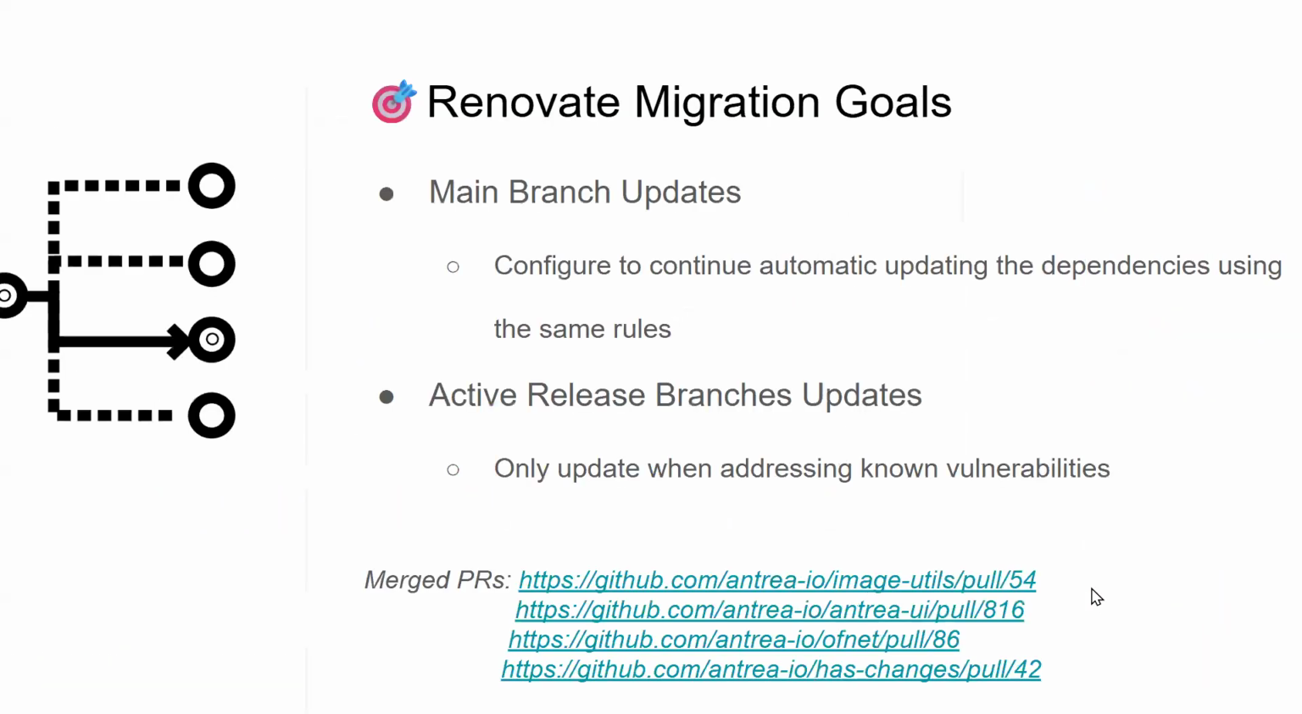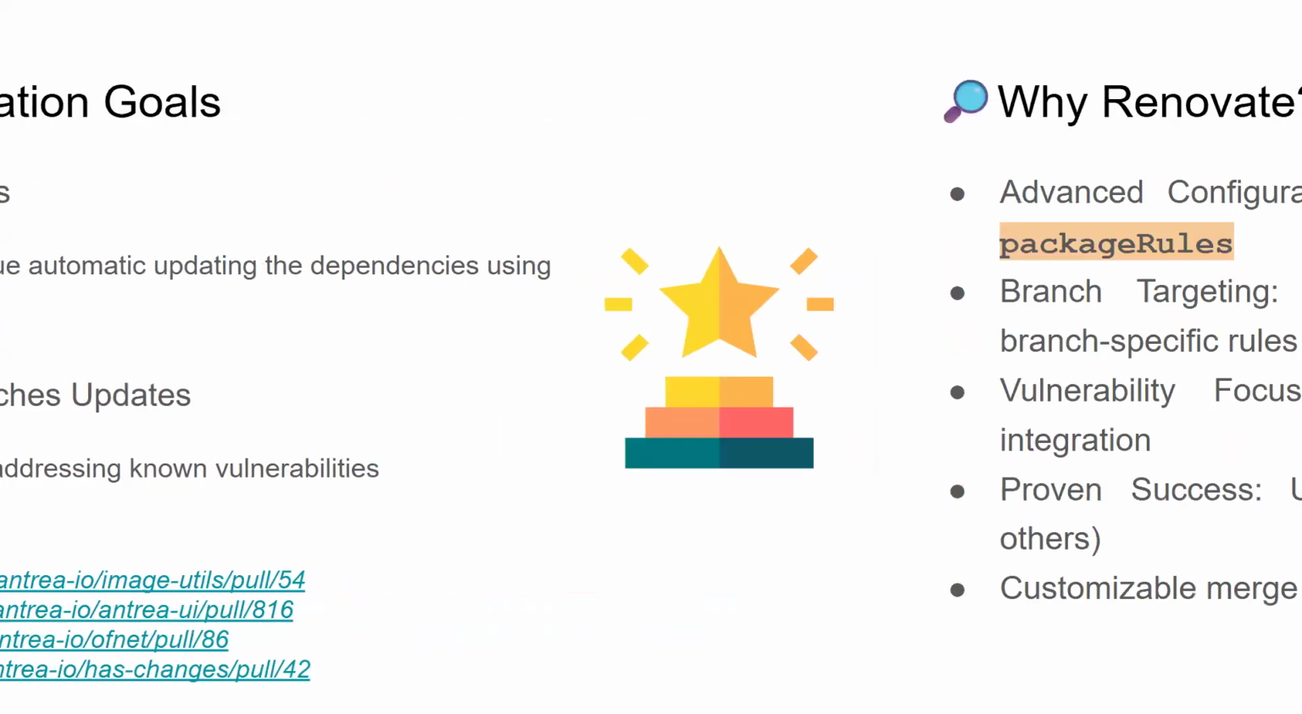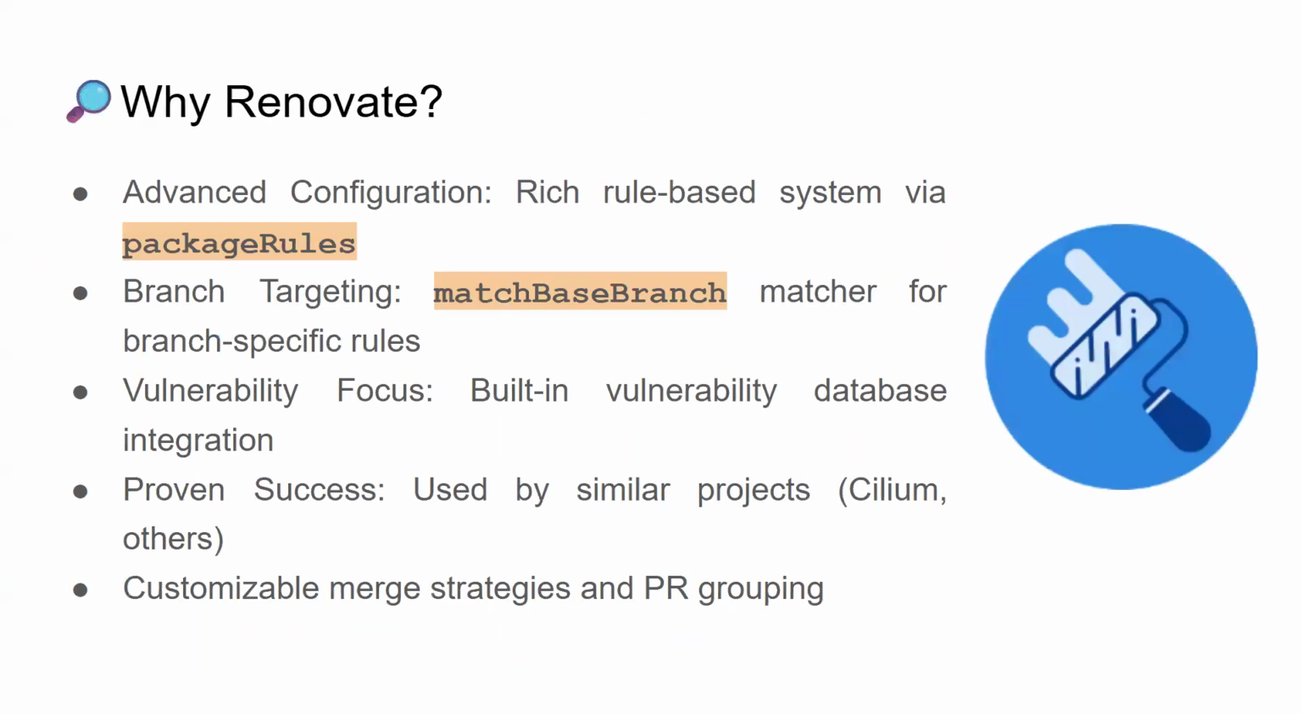So for my task, my main goals were to configure Renovate to update the main branch using the existing rules used by the Dependabot configuration, and for the active release branches, it had to handle the security updates for all of these branches. So the first question that will come to mind is, why use Renovate?